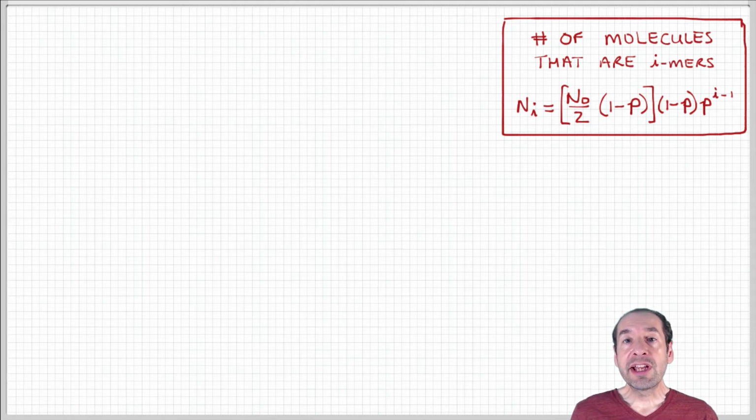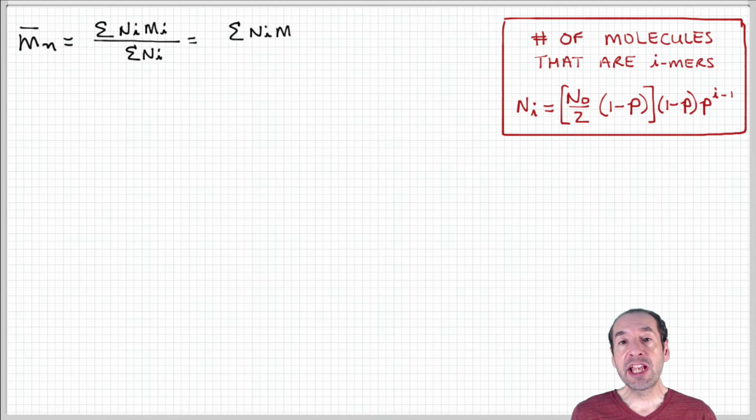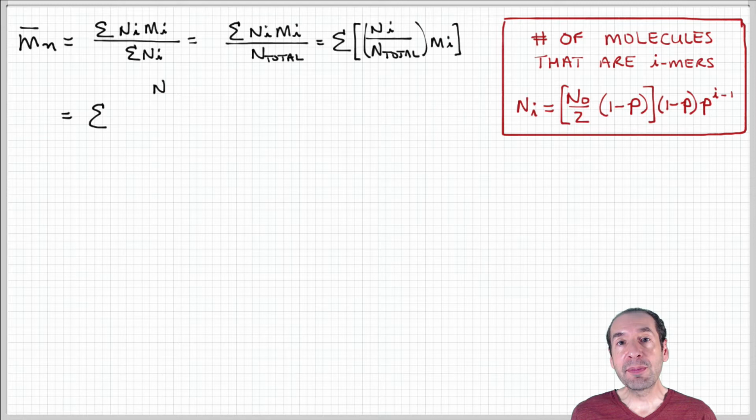So now we know how to calculate the number of molecules that have a given chain length at any stage of the reaction given by the extent of reaction parameter P. So you can see that we're going to have a distribution of populations of different chains that have different lengths at any given time in the reaction. We can use that information to calculate things like molecular weight averages.